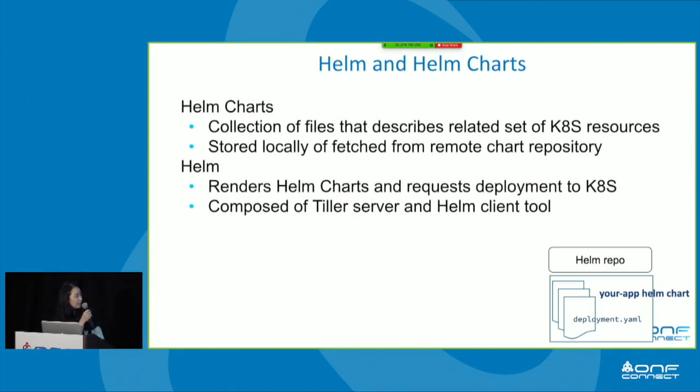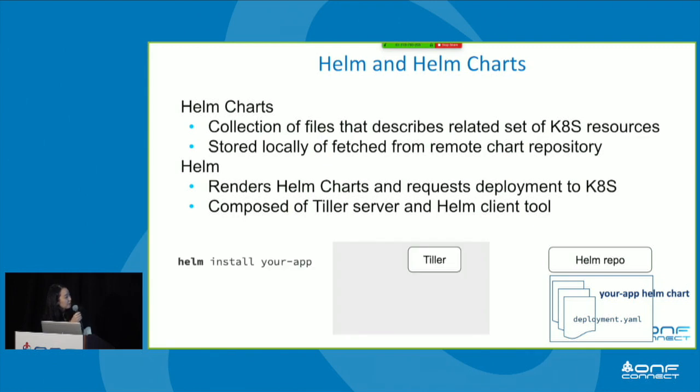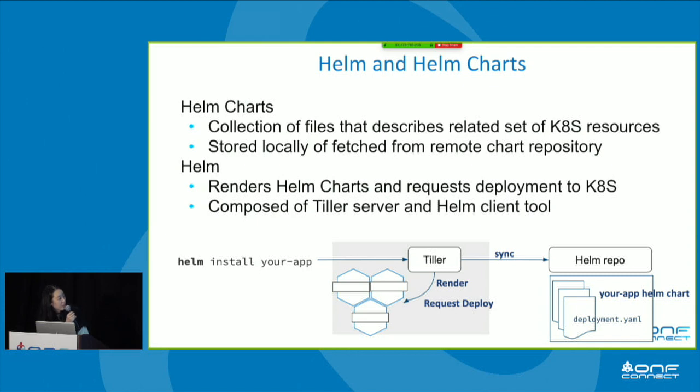Actually, the Helm chart itself is not the final Kubernetes resource that you can directly apply to a Kubernetes cluster. Helm is the one that creates actual Kubernetes resources that can be deployed on Kubernetes. It is composed of a server called Tiller and a client tool called Helm. So when you run helm install for your application, the request is sent to the Tiller server, and Tiller fetches the required Helm chart from the Helm repo and renders the chart, and the resources are deployed to the Kubernetes cluster. It also manages releases and revisions so that it can easily update or even roll back to an older version.